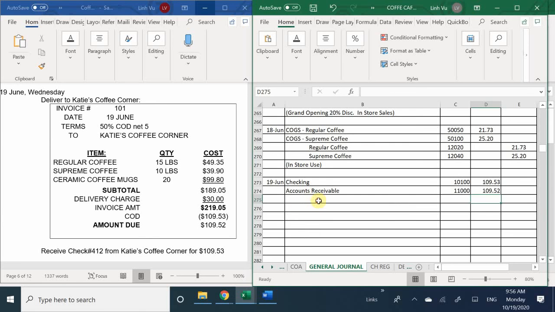Okay. So here, sales regular coffee. And then we also have some sales for supreme coffee. And lastly, we also have sales for the ceramic coffee mugs. Okay.